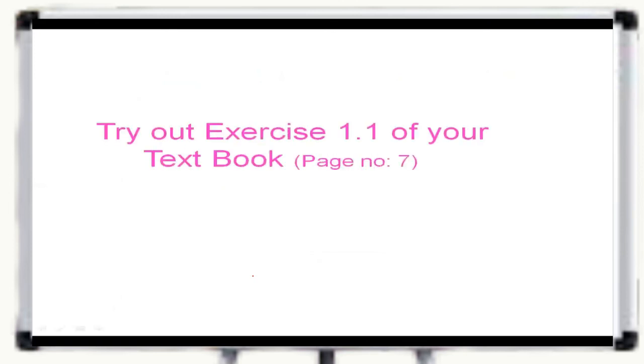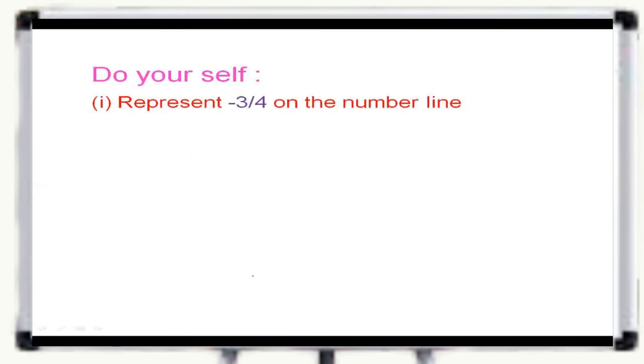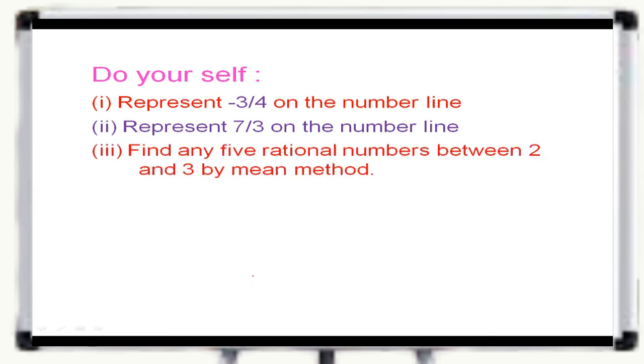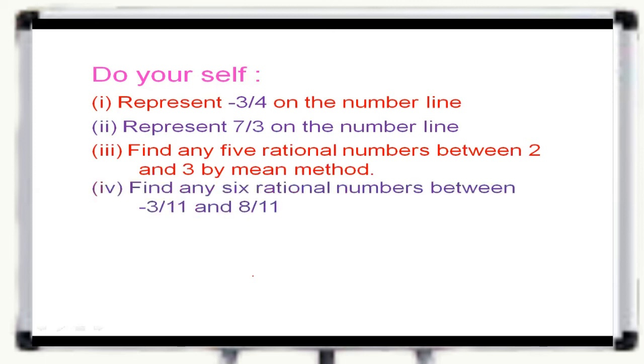Now try out exercise 1.1 of your textbook, that is page number 7. At the end of this video lesson, once again the questions. Do it yourself. First question, represent minus 3 by 4 on the number line. Second question, represent 7 by 3 on the number line. Third question, find any two rational numbers between 2 and 3 by the mean method.